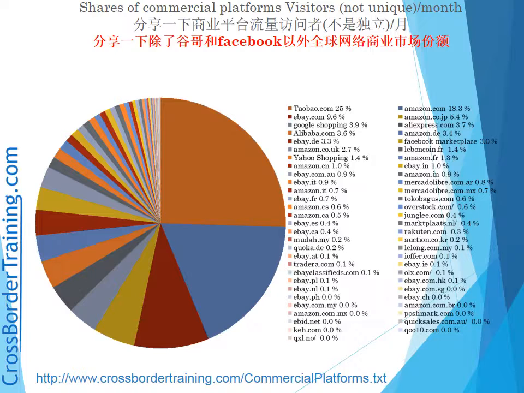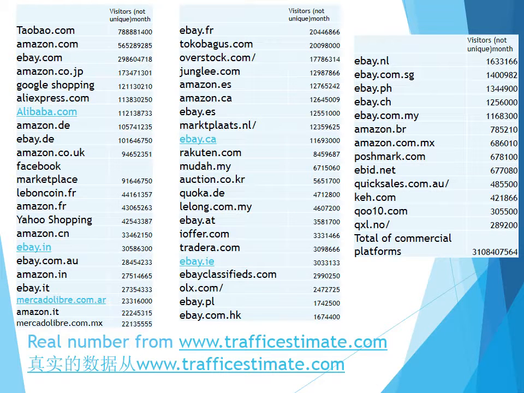Here you can see all the websites, but I don't know if you will see it well in the video. So you can also see the entire list at crossbordertraining/commercialplatform.txt. You can find the links under the graph. Here you will have all the domain names to check them directly. Here you have the same list as just before. The only thing is I zoomed in on them and you have the exact numbers if you want to see them. It's totally the same detail as before.